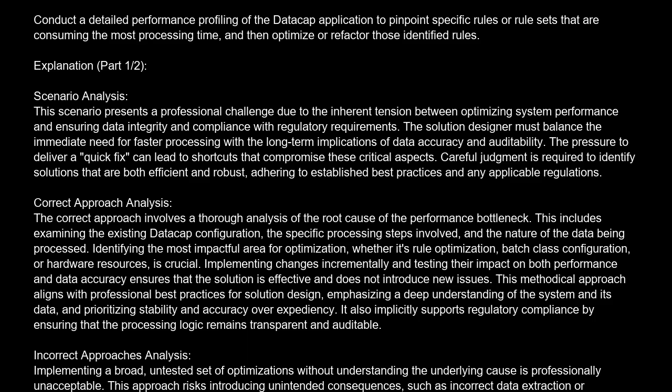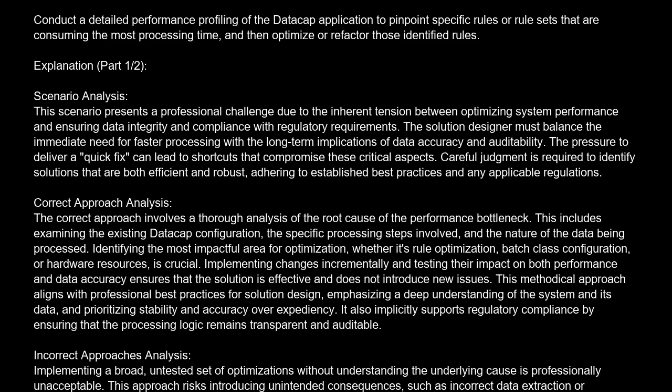Correct approach analysis. The correct approach involves a thorough analysis of the root cause of the performance bottleneck. This includes examining the existing Datacap configuration, the specific processing steps involved, and the nature of the data being processed. Identifying the most impactful area for optimization, whether it's rule optimization, batch class configuration, or hardware resources, is crucial. Implementing changes incrementally and testing their impact on both performance and data accuracy ensures that the solution is effective and does not introduce new issues.